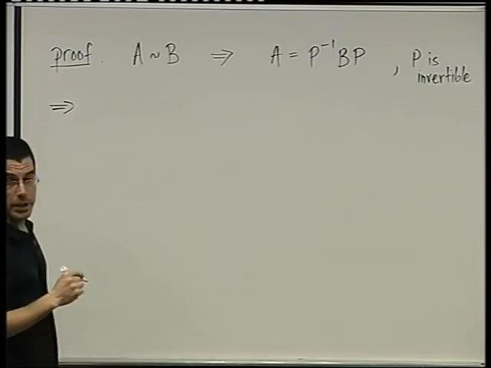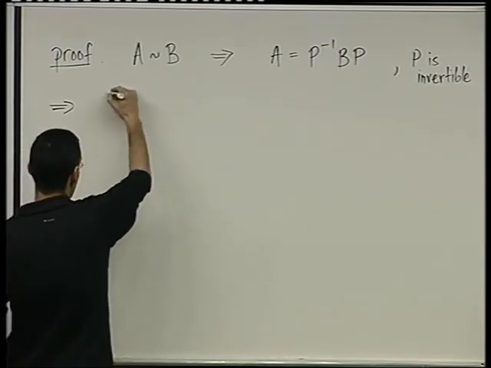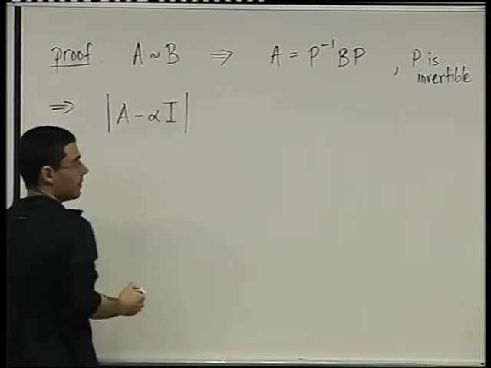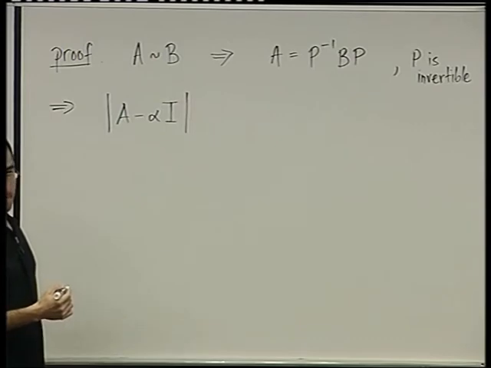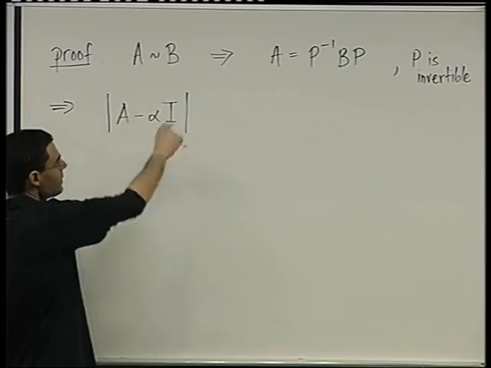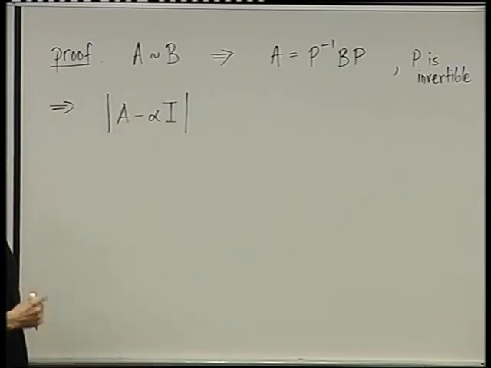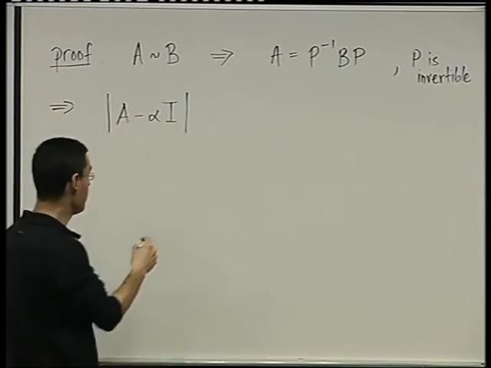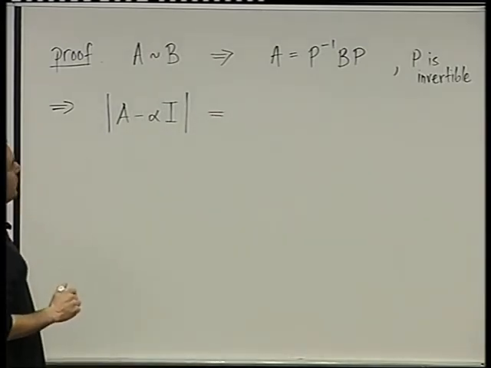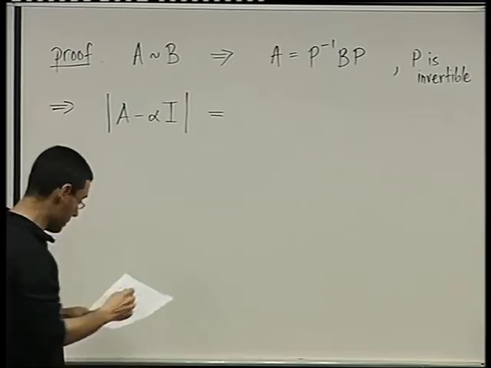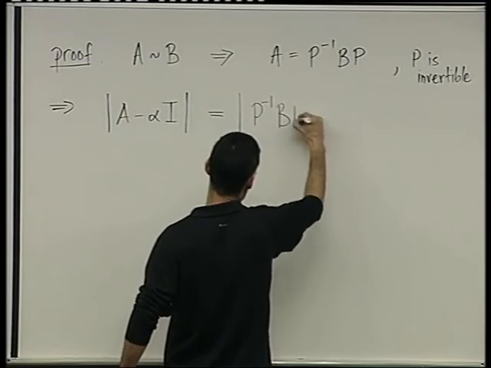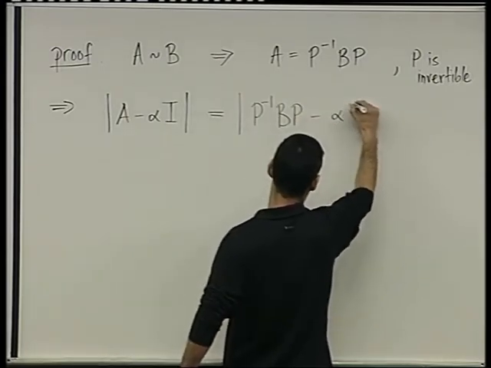Therefore, let's compare their characteristic polynomials. Here's the characteristic polynomial of A. Do you agree? The characteristic polynomial is the determinant of A minus alpha I. This turns out to be a polynomial in alpha, right? So let's use the fact that A can be written as P inverse BP. So I can write this as the determinant of P inverse BP minus alpha I.